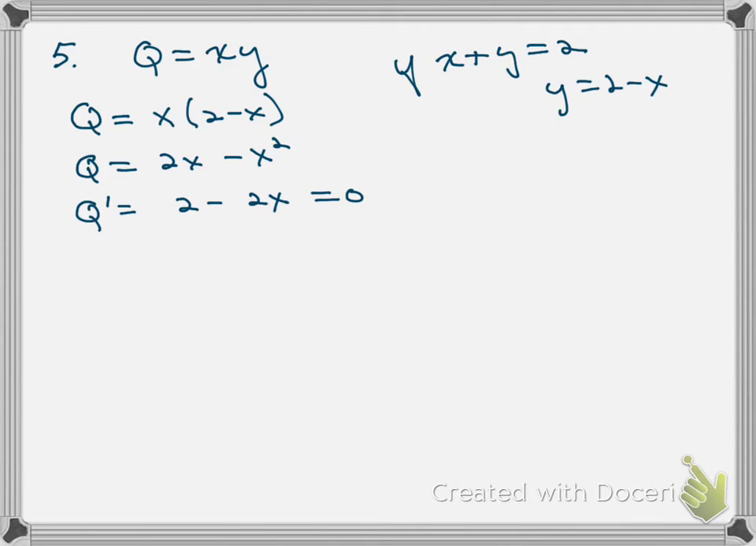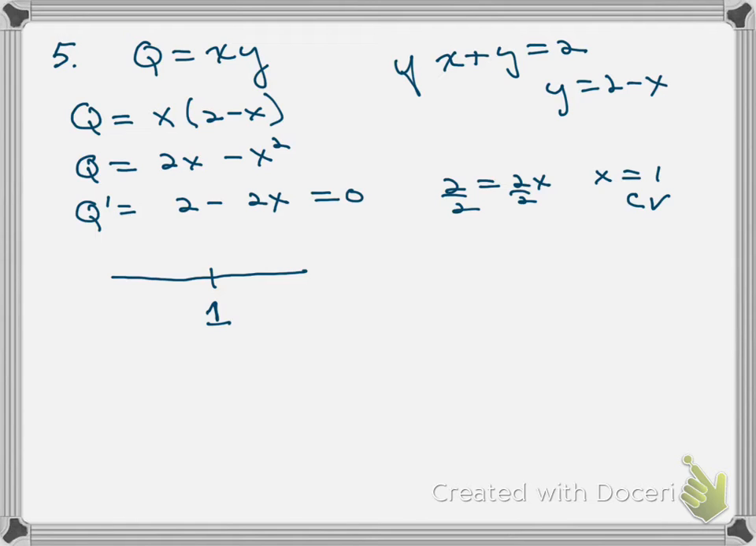Set that derivative equal to 0. 2 equals 2x. That only happens if x equals 1. So x equals 1 is my critical value. We're going to test this to make sure it's going to give us a maximum. So do your sign chart. I put my 1 right here. I'm going to test to the left and to the right.